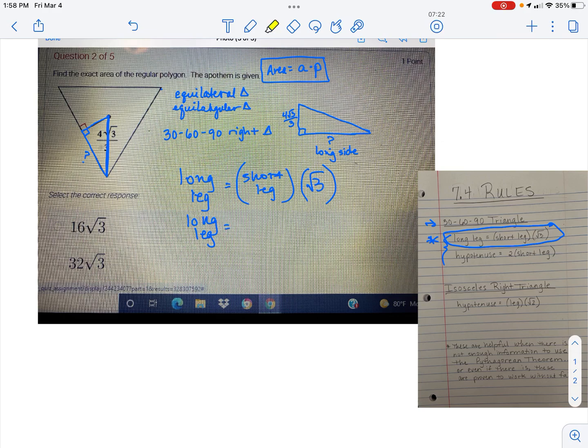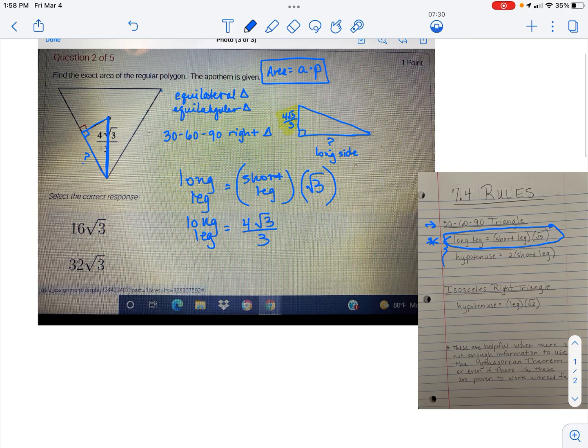What's our short leg? Let me highlight it right up here. The short leg is 4 times the square root of 3 over 3. And we're supposed to multiply that by the square root of 3. I'm going to put that over 1 just so I have a denominator there. And that will give me the measurement of the long leg.